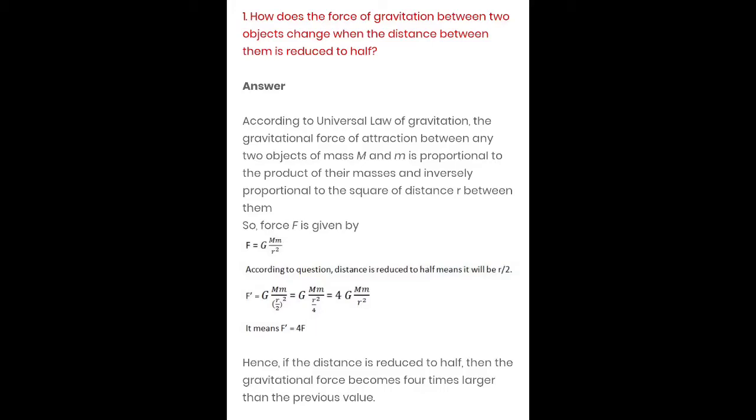See here 1 by 4. We take common, so it goes to numerator: 4 of GMm divided by r square. Here GMm divided by r square is the original force, so new force is equal to 4 times of the original force. Hence, if the distance is reduced to half, then the gravitational force becomes 4 times larger than the previous value.